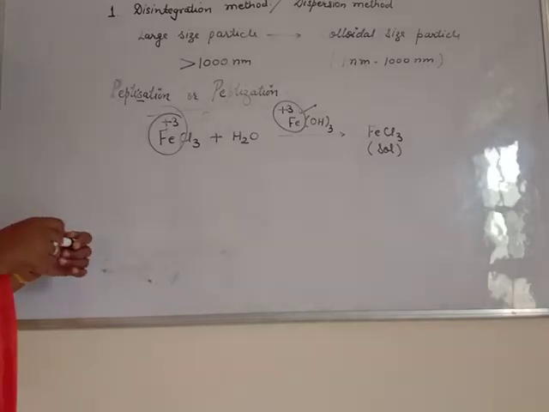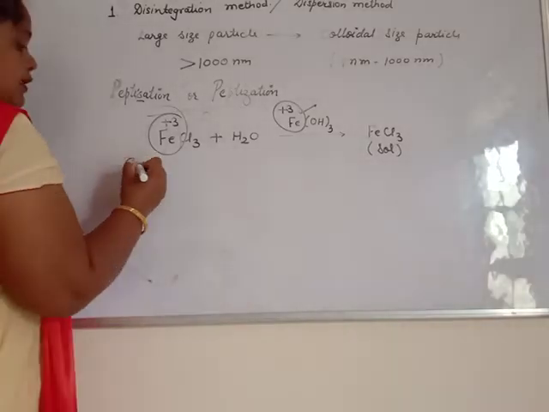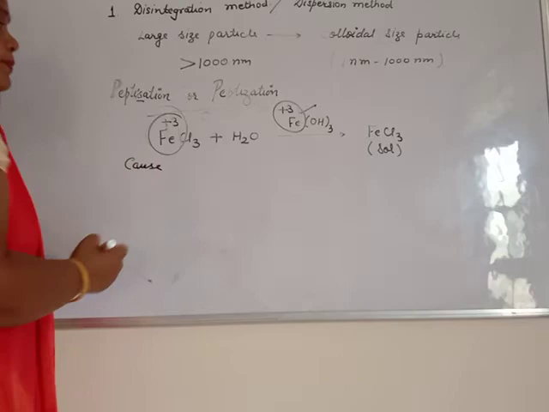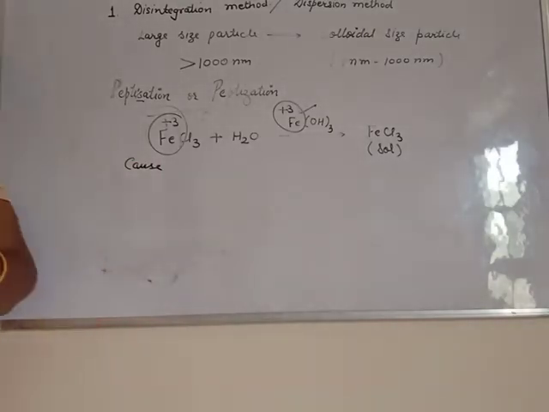It is the cause. In your exam, if a question asks what is peptization and write its cause: the cause is that when an electrolyte is added to the colloidal precipitate, the precipitate absorbs some ions of the electrolyte due to the common ion and gets dispersed.